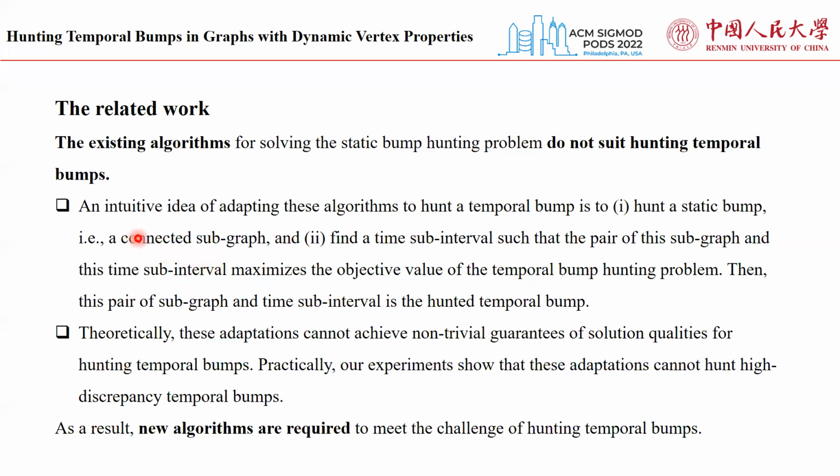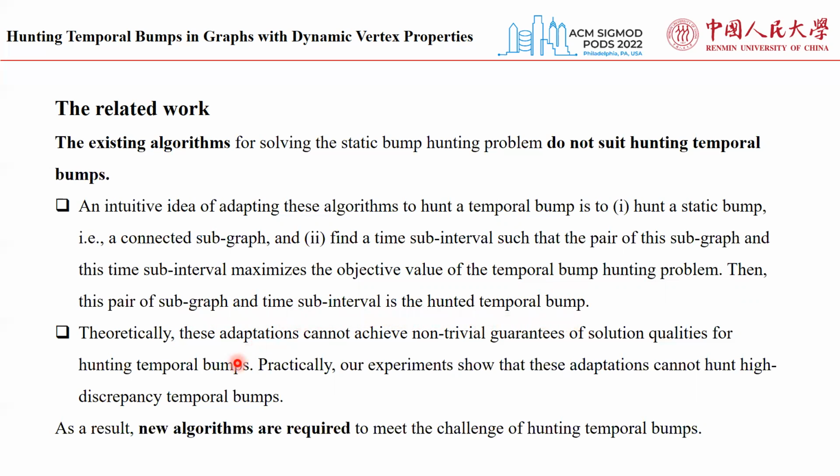An intuitive idea of adapting this algorithm to hunt a temporal bump is to first hunt a static bump, i.e. a connected subgraph, and to find a time subinterval such that the pair of this subgraph and the time subinterval maximize the objective value of the temporal bump hunting problem. Then, this pair of subgraph and time subinterval is a hunted temporal bump.